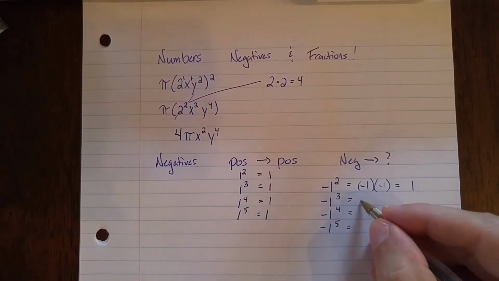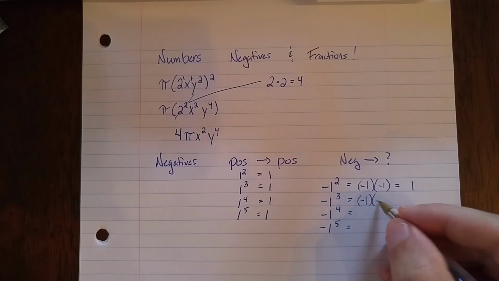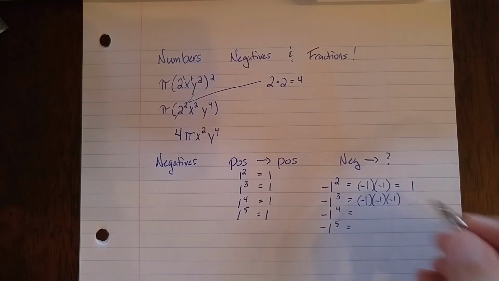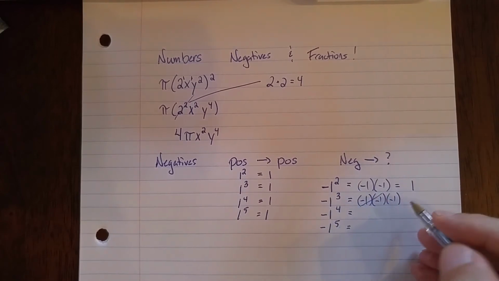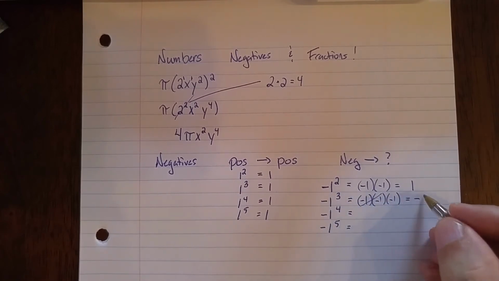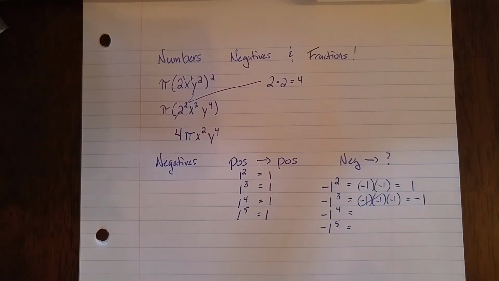Here, I have 3 of them. Negative 1 times negative 1 times negative 1. Now, a negative times a negative is a positive, and a positive times a negative is a negative. So the answer is going to be negative 1. And let me go through that one more time in case you didn't get it. So I have negative 1 to the 3rd power.